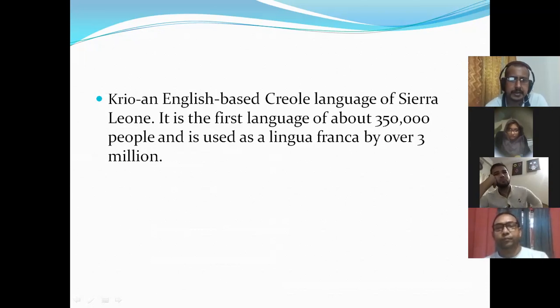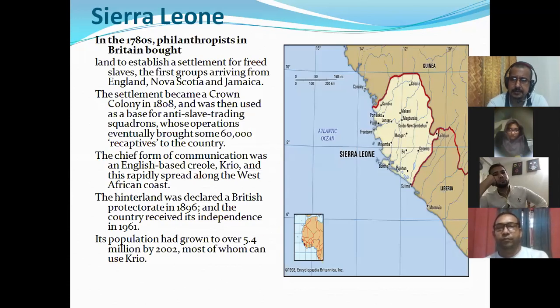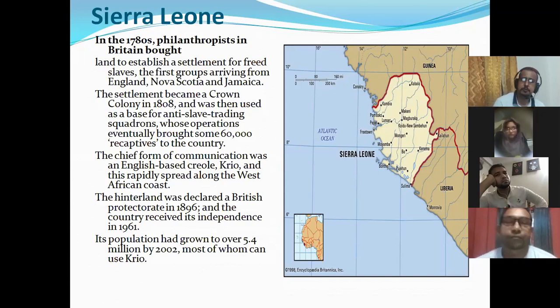It is the first language of about 350,000 people, and is used as a lingua franca by over 3 million. So the people living in Sierra Leone had been using Pidgin and Creole, and apart from that, Krio, a variety of Pidgin language used in Sierra Leone. And the hinterland was declared a British protectorate in 1896, and the country received its independence in 1961. And its population had grown to over 5.4 million by 2002, most of whom can use Krio.